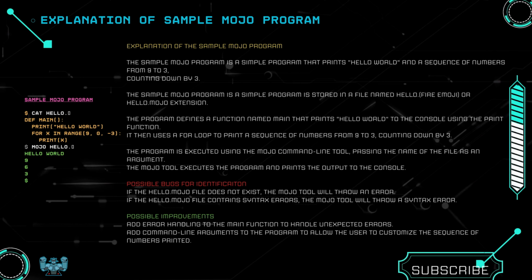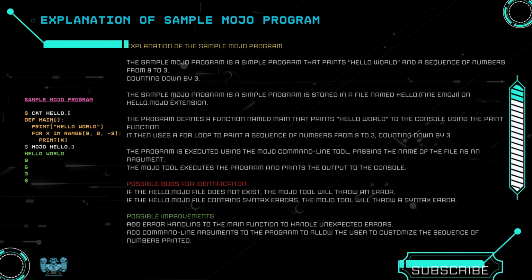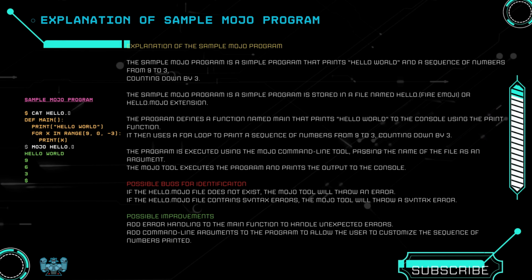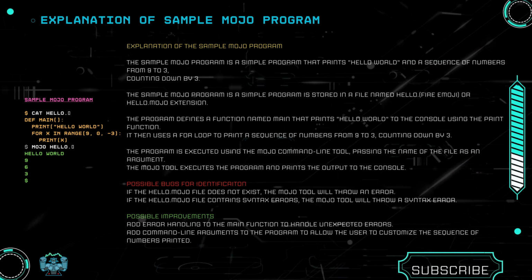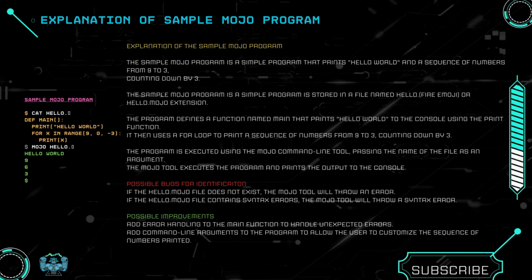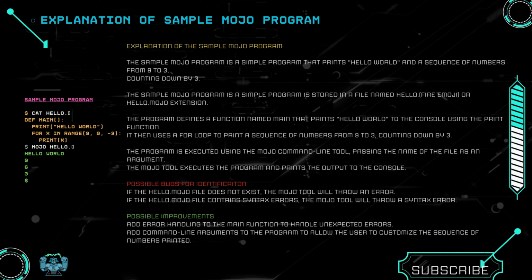Possible bugs for identification. If the hello.mojo file does not exist, the Mojo tool will throw an error. If the hello.mojo file contains syntax errors, the Mojo tool will throw a syntax error. Possible improvements: add error handling to the main function to handle unexpected errors, and add command line arguments to the program to allow the user to customize the sequence of numbers printed.